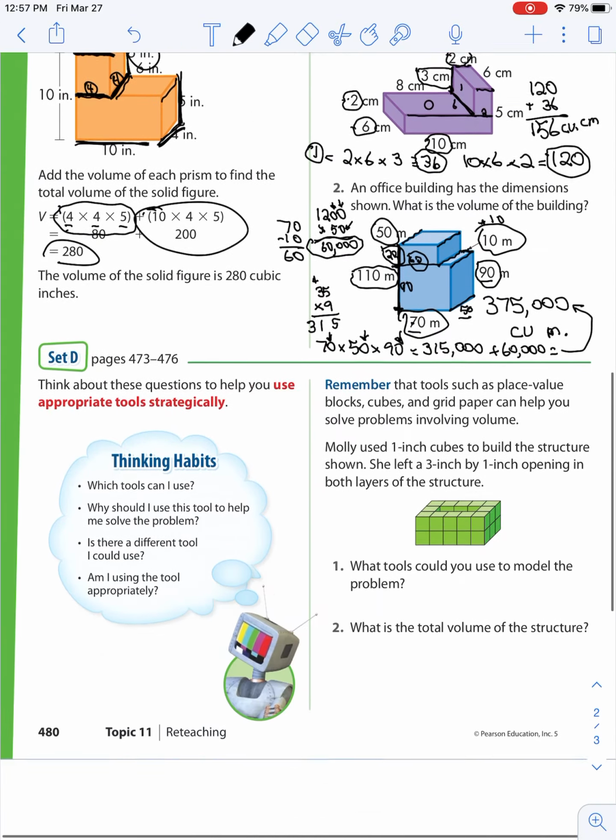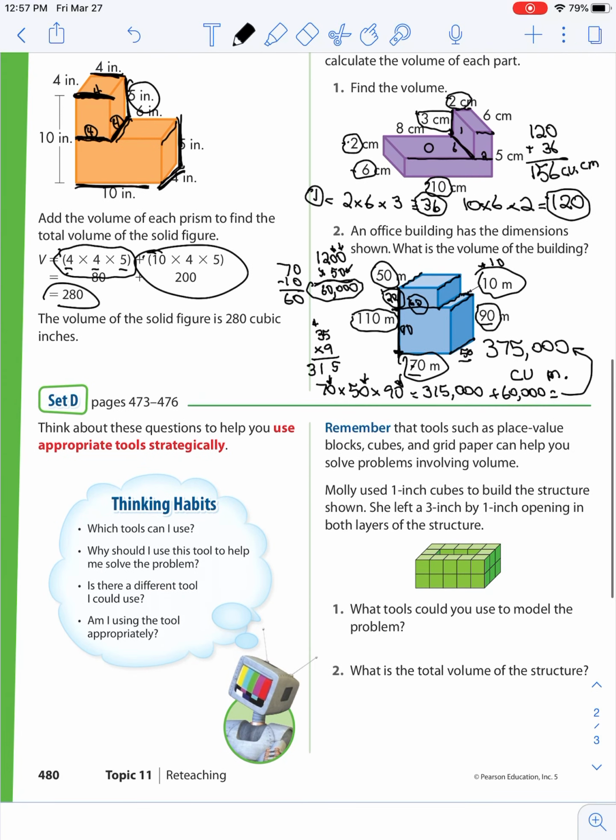Okay, let's move on to the last section. This video is getting pretty long. Molly used 1-inch cubes to build the structure shown. She left a 3-inch by 1-inch opening in both layers of the structure. This is actually a lot simpler to just look at the picture. We know that both layers have a hole in the middle. I'm showing you where that hole is. So what we have to do is just figure out what is the volume of the cubes all around the hole.